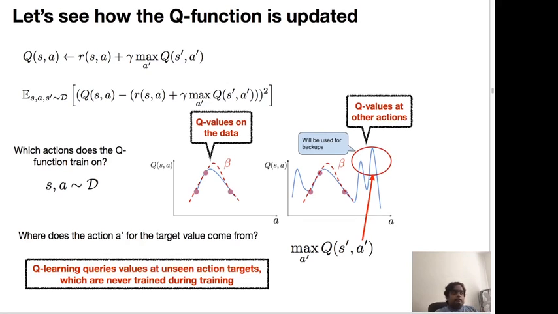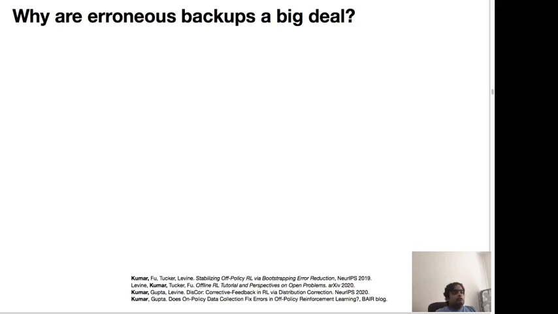So in a sense, what you're really doing here is querying the target Q function at unseen actions, and the values of these unseen actions are used for training. However, these values are never trained themselves, because you're only training on state action pairs drawn from the dataset. And these actions are not seen in the dataset because they are unseen or out of distribution actions. So in a sense, you have erroneous target values that you're training your Q function with. You're trying to make the Q function regress to erroneous values.